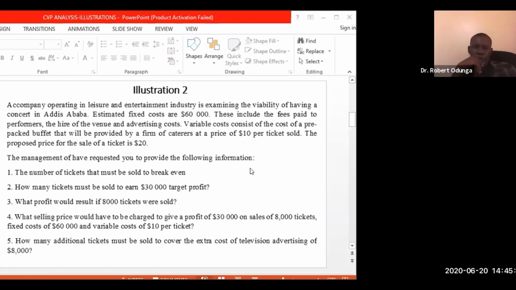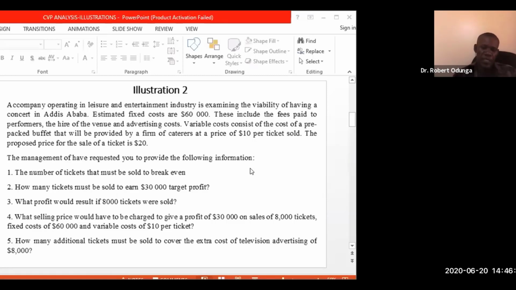So the management have requested you to provide the following information: the number of tickets that must be sold to break even, so the break-even point, how many tickets must be sold to earn a $30,000 target profit, and then what profit would result if 8,000 tickets were sold? What would be the profit?